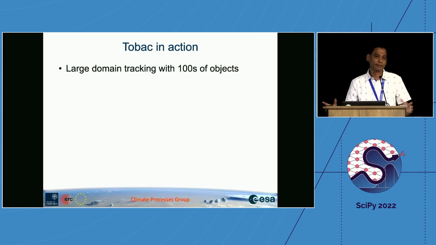We are making it faster, more scalable. It was developed for a small radar domain, but now you can also track clouds from a larger domain, like the kind of simulation that you were seeing from NASA, which has a huge domain and there are thousands of objects. So we can actually track.